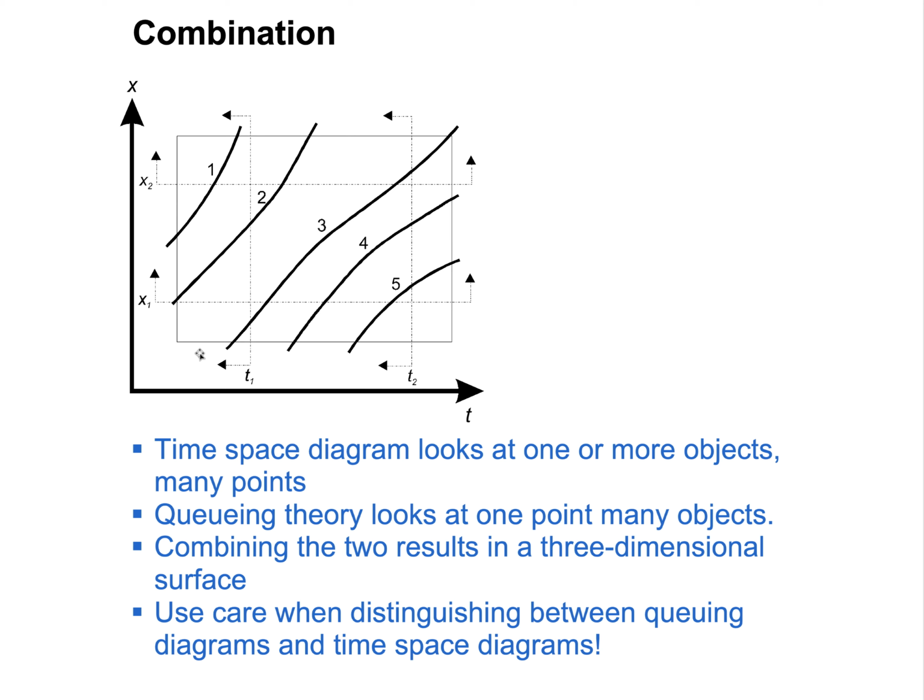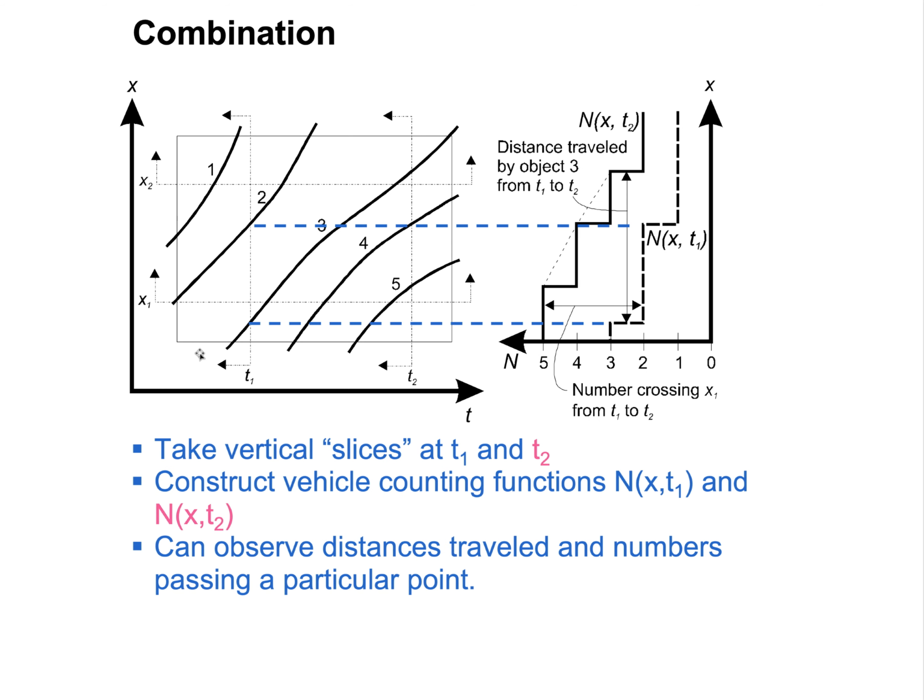So time-space diagrams and queuing diagrams are both important. Queuing diagram is NT. N is the y-axis, T is the x-axis. Here on this diagram, this is a time-space diagram showing 5 vehicle trajectories where x is on the y-axis and t is on the x-axis. So what we can do when we have a time-space diagram, we can take vertical slices at T1 and T2. So you can see those light lines at time 1 and time 2 where I've taken a vertical slice.